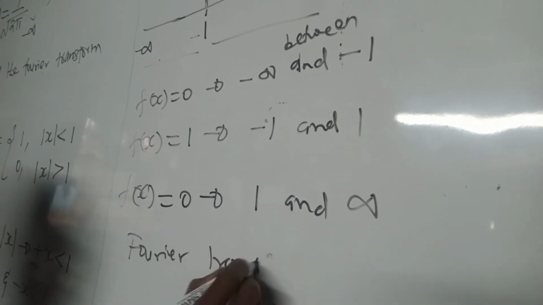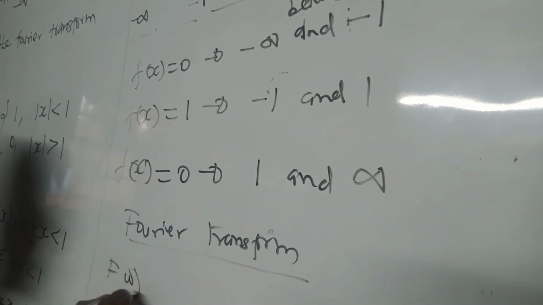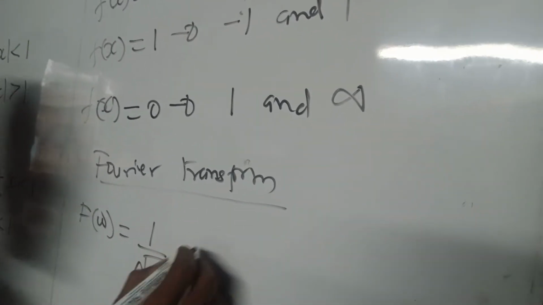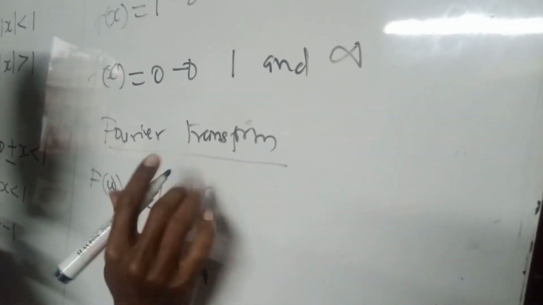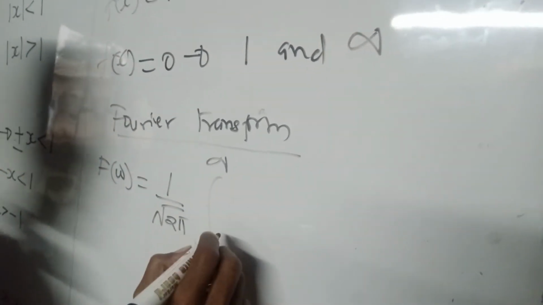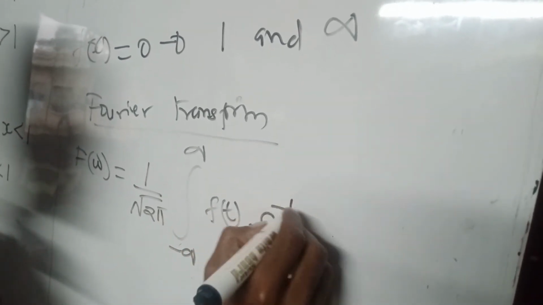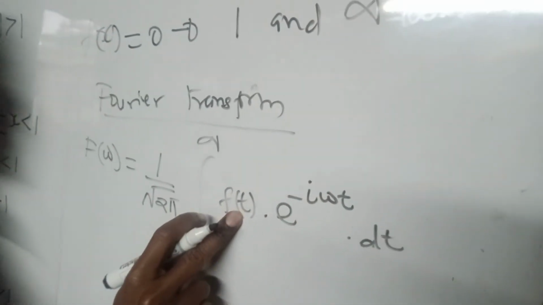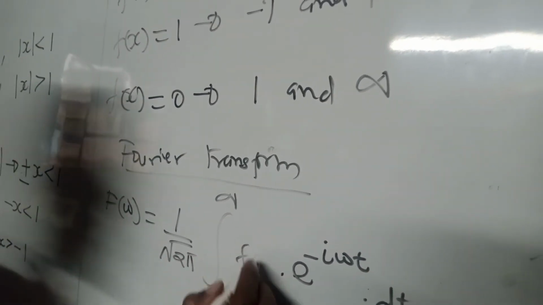Remember, we had written our formula there that f of omega is equal to 1 over square root of 2 pi, integrating from negative infinity to infinity, f of t times e raised to negative i omega t dt. So our function of t is this one. Now we replace this to become our f of x. So our f of x is 1.